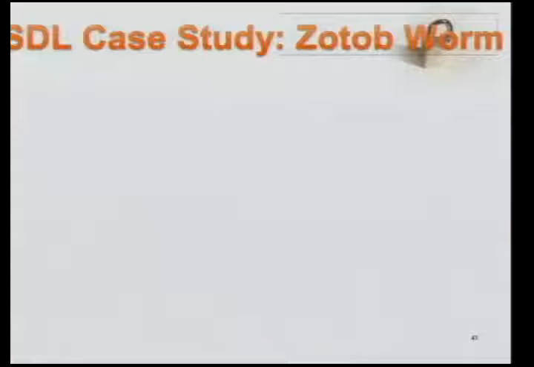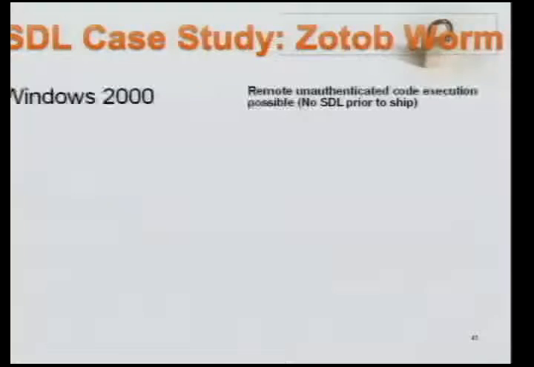And so in closing, I thought it was instructive to walk through all the different efforts and improvements that we've been making in the operating system through SDL. Look at the Zotob worm, which was, as I mentioned, a remotely exploitable vulnerability in an RPC interface. If you haven't heard of Zotob, that's good, because Zotob was the next Blaster. It really was. Same kind of buffer overrun and the same kind of service. And the reason it didn't turn into as big a deal as Blaster is because in Windows 2000 it was remote and unauthenticated, which basically means game over for you.